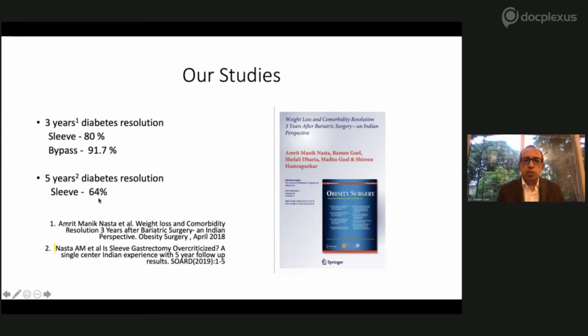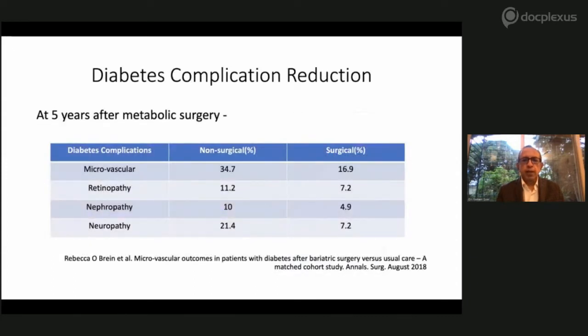That means these patients are off medicines for diabetes even after 5 years, which is a very significant number, because these were all patients who were on high dose of medication and were not able to control their blood sugar. And as Dr. Rushin mentioned, it is not an issue of only blood sugar control, but it is also an issue of how diabetes complications get reduced.